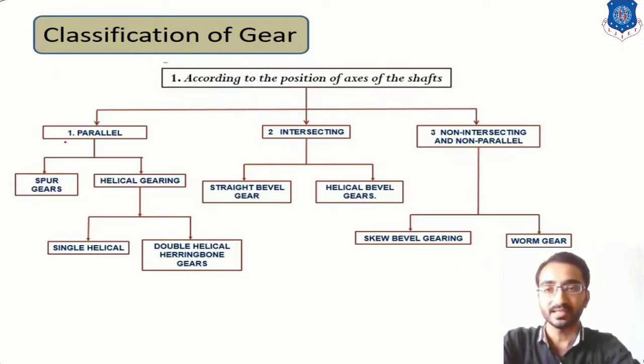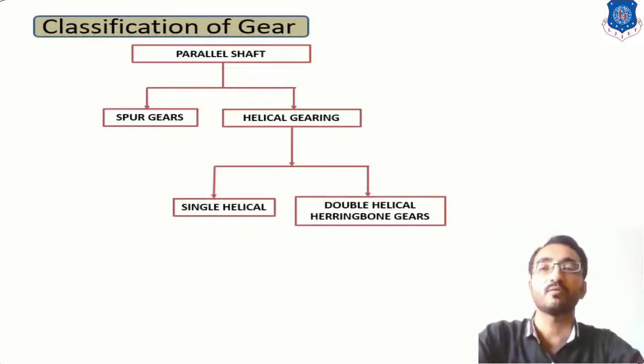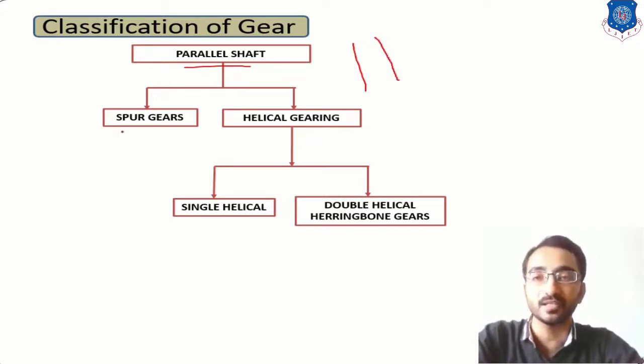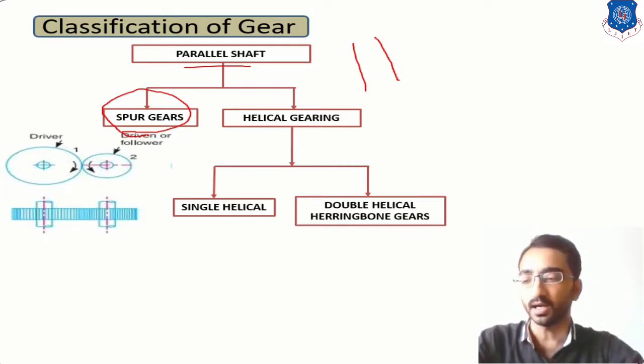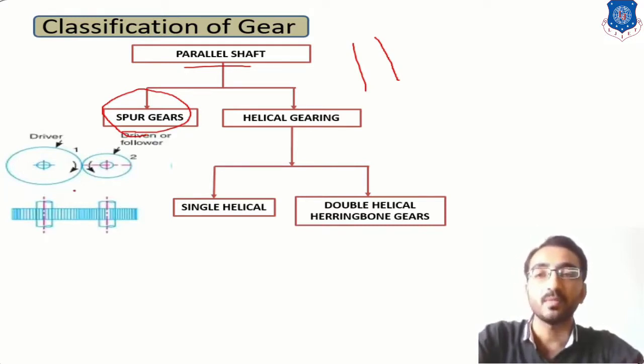So first, according to the position of shafts, where the shafts are parallel to each other. When the axes of shafts are parallel to each other, the first type of gear is known as a spur gear, and it is widely used in industrial applications. You have seen this diagram a number of times: in a simple wheel, if we provide teeth on its periphery, then it is termed a spur gear. But the main fundamental is that these gear teeth are parallel to the axis of shaft.